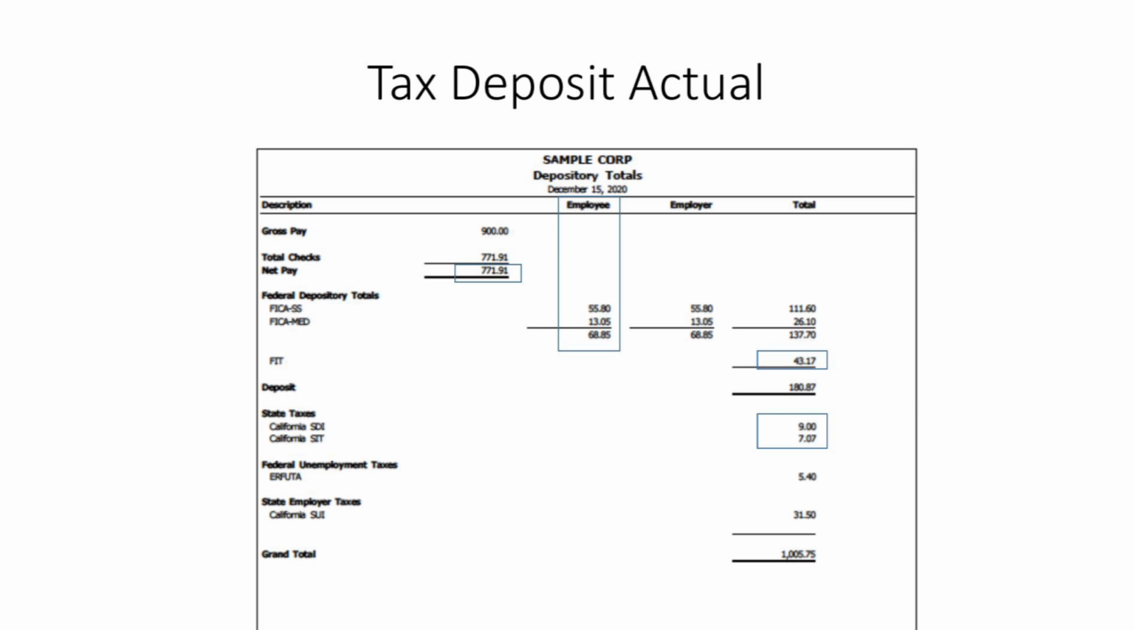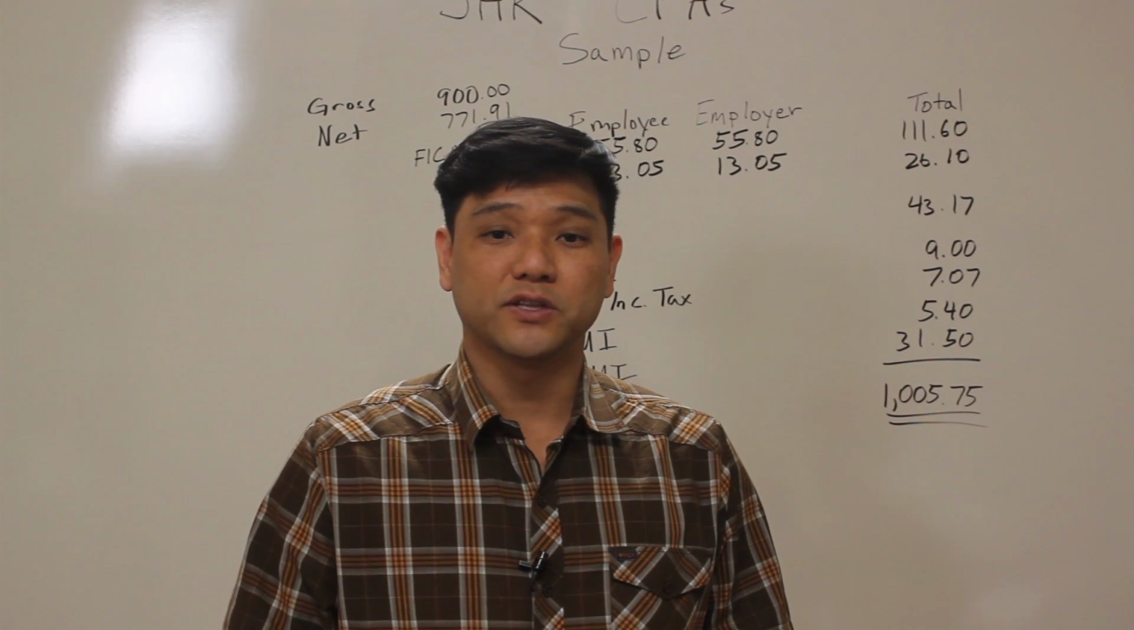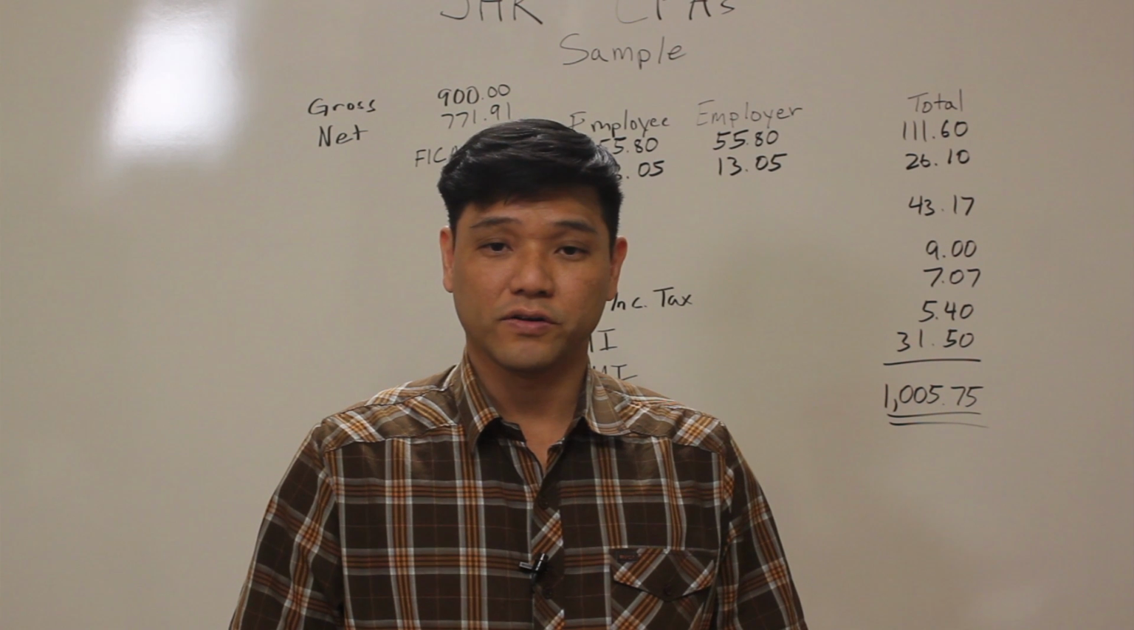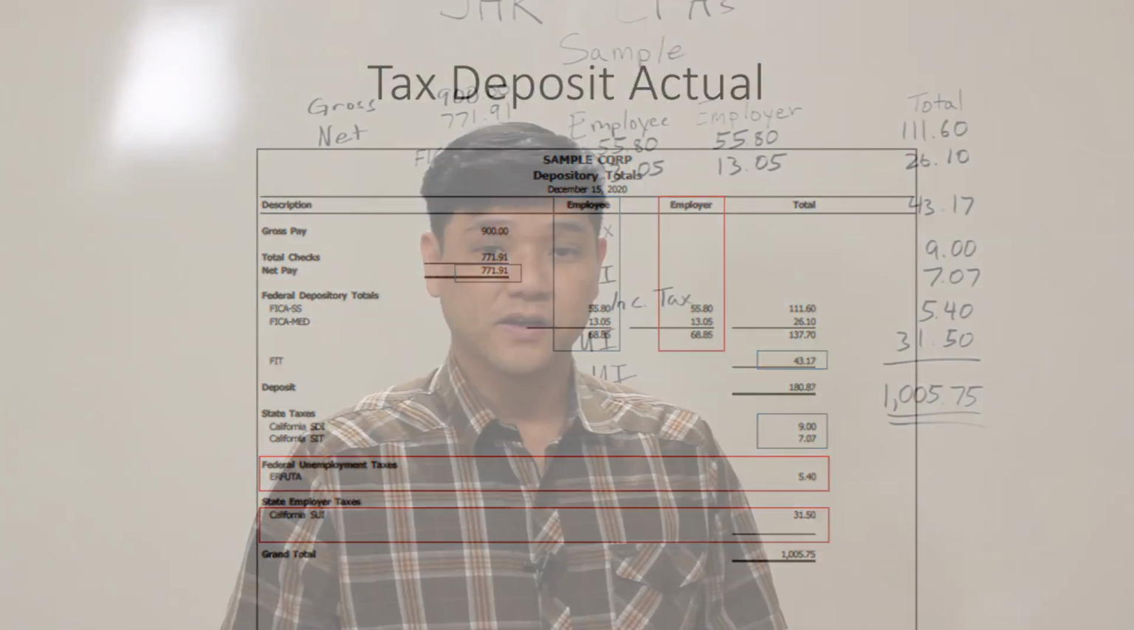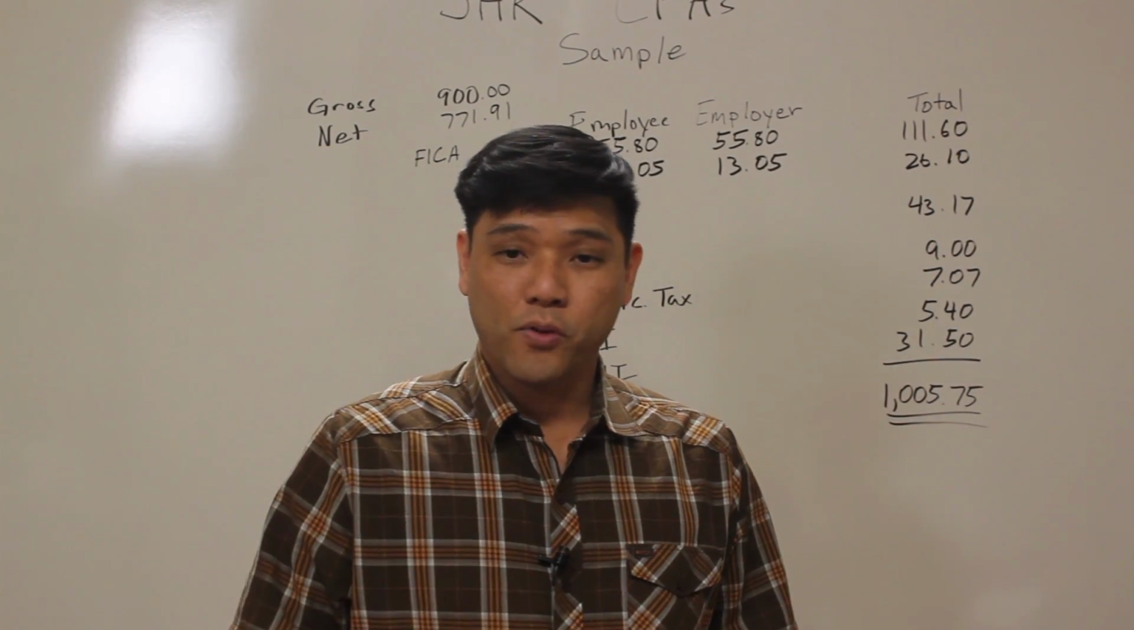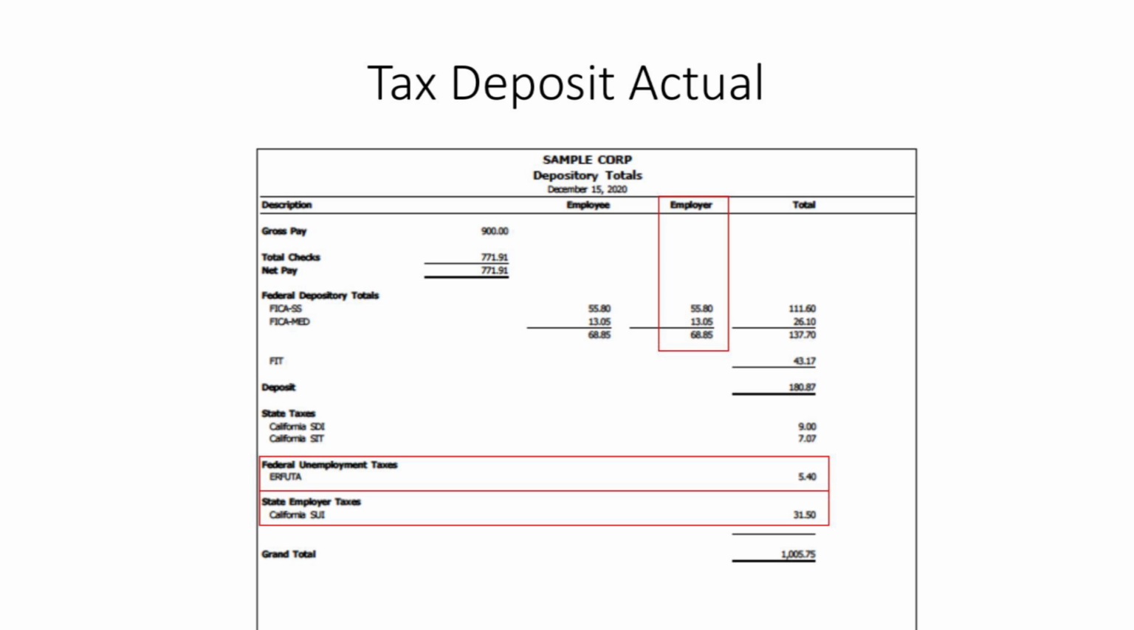Social Security and Medicare are federal taxes that are split between the employee and the employer. So the employee pays 6.2% and the employer pays 6.2%. The same with Medicare, with the employee paying 1.45% and the employer paying 1.45%. You can see the employer portion in red. In addition, the employer has to pay for unemployment insurance. This rate applies to the first $7,000 earned by the employee in that year.